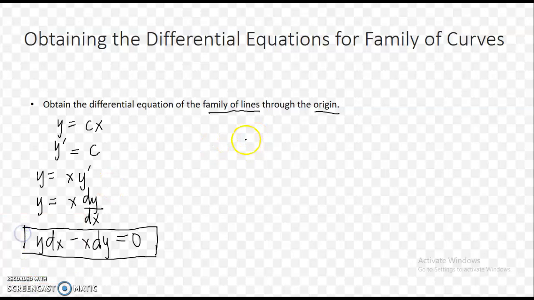For the figure, we have lines passing through the origin.